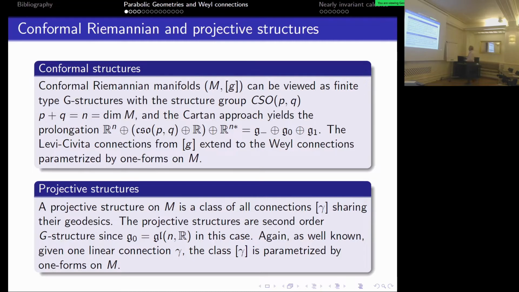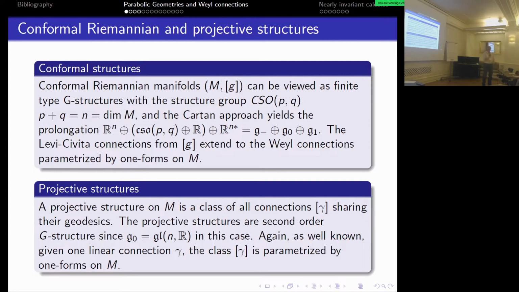It would be just the whole of GL n plus 1 R, and the structure would be this, G minus 1, G plus 1, and this is just the G0. So the conformal ones are given by a choice of a class of metrics. The projective ones are not. There you have to choose a class of connections already. And the connections are sharing the geodesics.